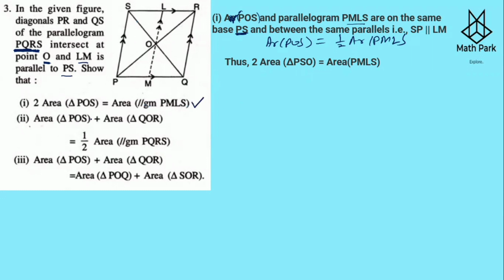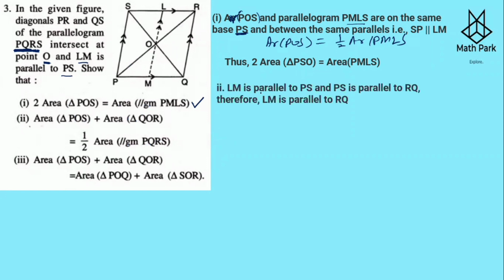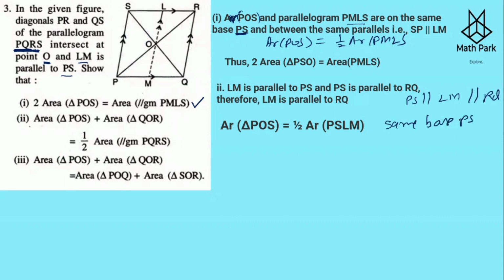For the second part, area of triangle POS plus area of triangle QOR is equal to half area of parallelogram PQRS. Now, LM is parallel to PS and PS is parallel to RQ. So PS is parallel to LM is parallel to RQ. All three are parallel and therefore you get these two parallelograms. Same as in the previous case, area of triangle POS is equal to half area of parallelogram PSLM because they are on the same base PS and between the same parallels PS and LM.